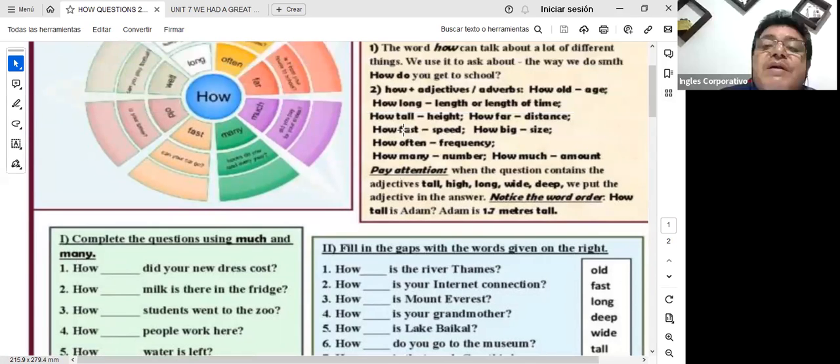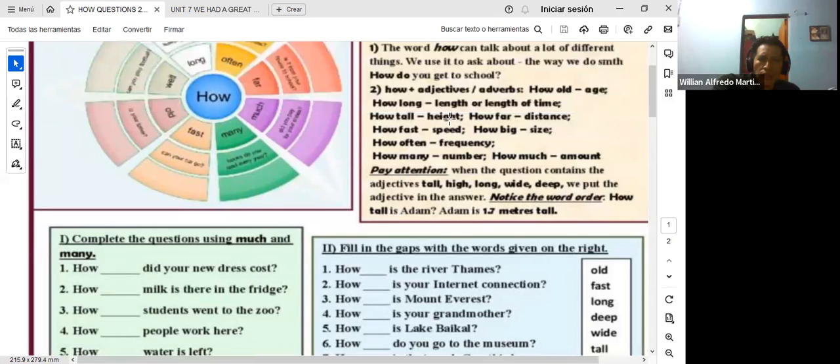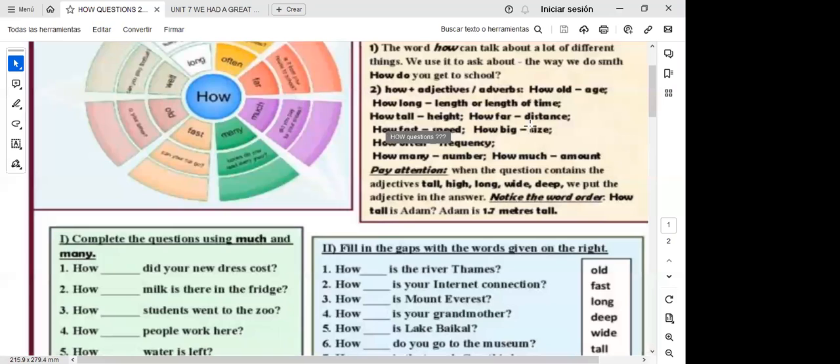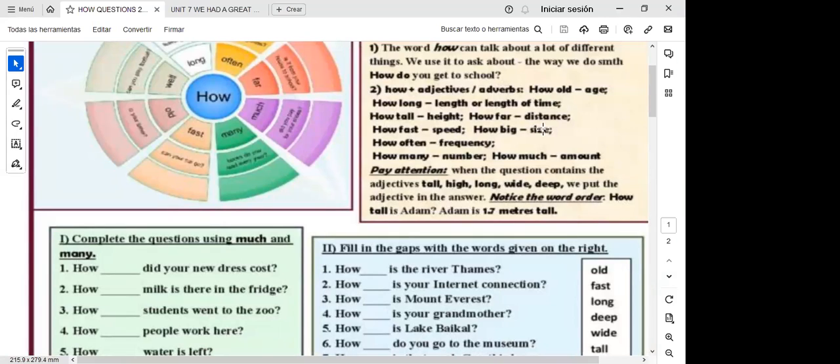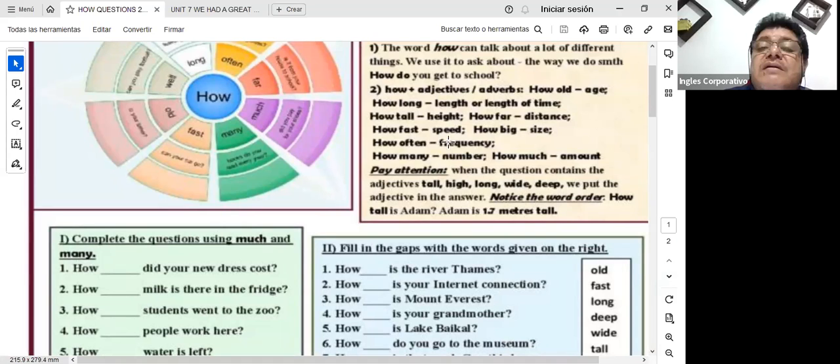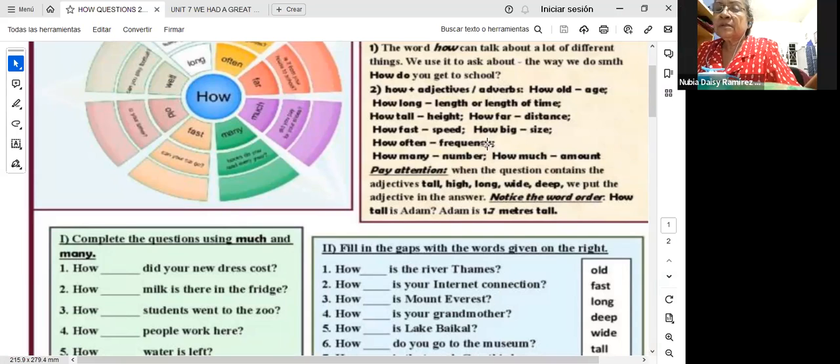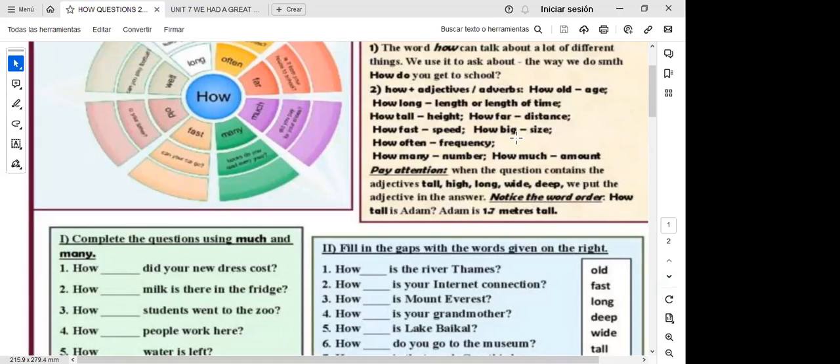Here you say, for example, tall. How tall? Height refers to height. Okay, fast refers to speed, how big refers to size, okay? You have the other one here, how long refers to time, how often? How small is Everest, how tall is Everest? Okay, in this case, remember, how tall is for people, and high is for things and situations.